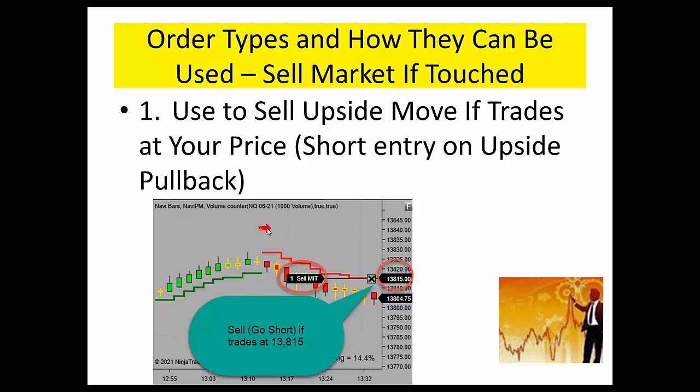All right, so another way that you can use the sell market if touched, let's say right now you're not in a position, you're flat, but you only want to go short if the market trades on an upside pullback. The reason you might do that is because if you have an indicator such as our NaviPM indicator, it's very typical for the market to pull back to that signal line, which gives you a low risk entry point for a short position. The reason it's low risk is because if we go significantly above that signal line, you want to be out of your short position.